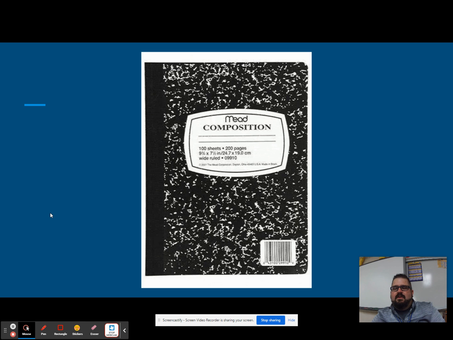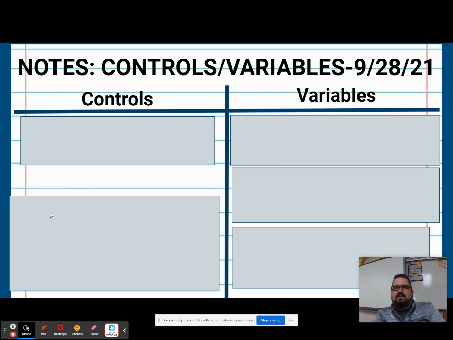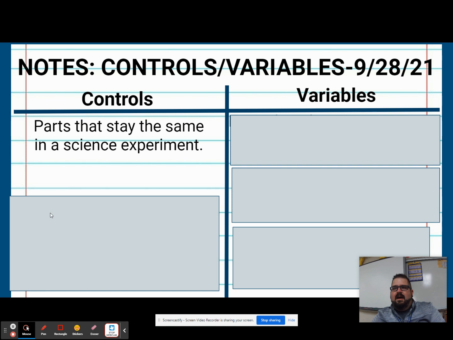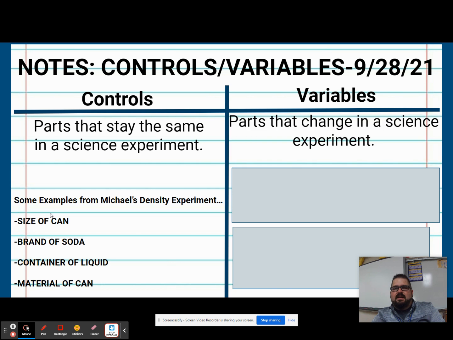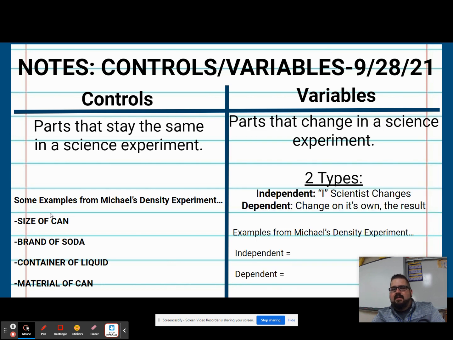So in your composition book, we are going to write down a few notes. I'm going to go through these. You can pause the screen and write this down in your notes. But controls are parts of the experiment that stay the same. So you always want to make sure that you have as many controls as possible and limit the amount of variables. So for example, the size of the can.